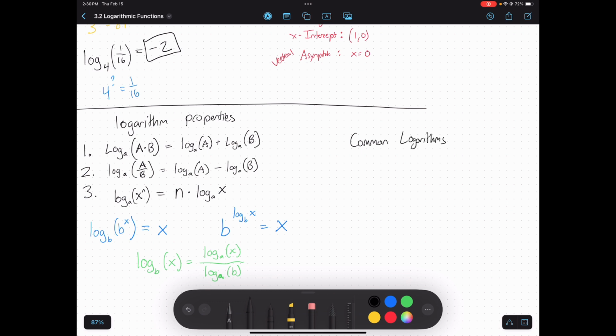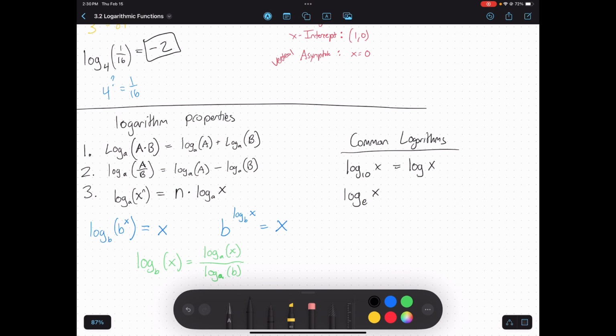So my common logarithms that I use more often than any other ones are log base 10 and log base e. Okay. Log base 10, of course, because we work with a base 10 system. So if you ever see log without a base specified, that's log base 10.